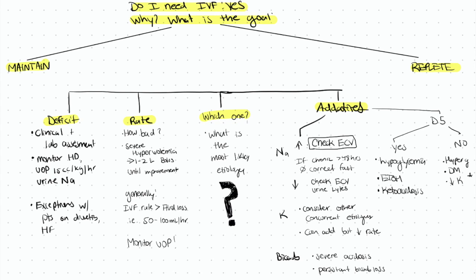Then you want to figure out what type of fluid you're using. Generally speaking, for resuscitation you're going to use a crystalloid, lactated Ringer's or normal saline. More on that in a little bit. Then you want to consider additives. Does the patient need sodium, potassium, bicarb in addition to the fluids?